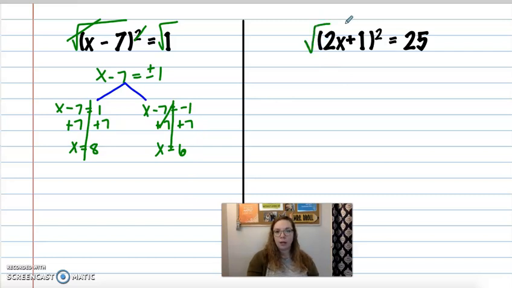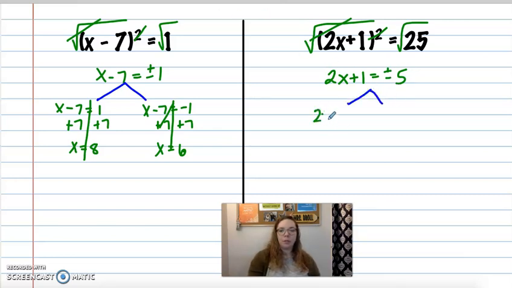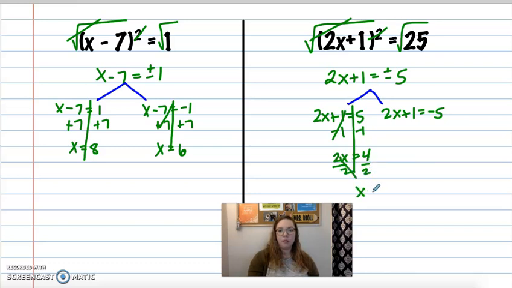So same thing on this one. I'm going to square root at the top. So I'll have 2x plus 1 equals positive and negative 5. And then we'll split into 2. So 2x plus 1 equals 5. And 2x plus 1 equals negative 5. And then you'll subtract 1 and divide by 2. So I get positive 2. And negative 3.